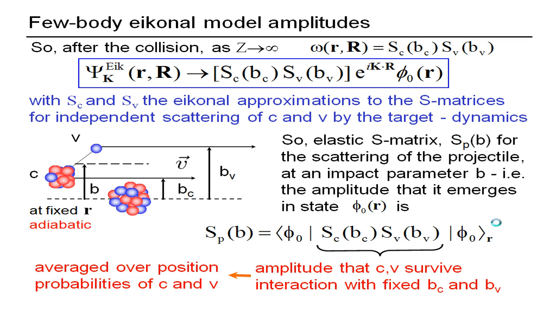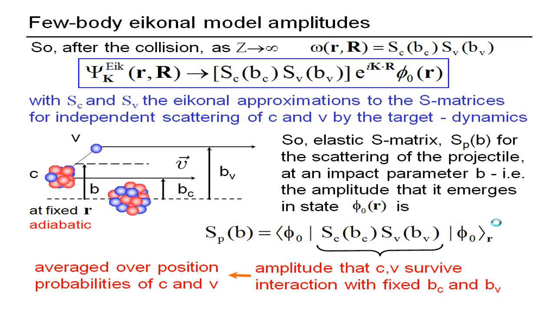put these guys SC and SV, which is the omega between the ground state and the ground state, and this will calculate a scattering amplitude that depends on the impact parameter of the center of mass of the object, and this is the elastic S matrix of the composite from which you can calculate the elastic scattering.